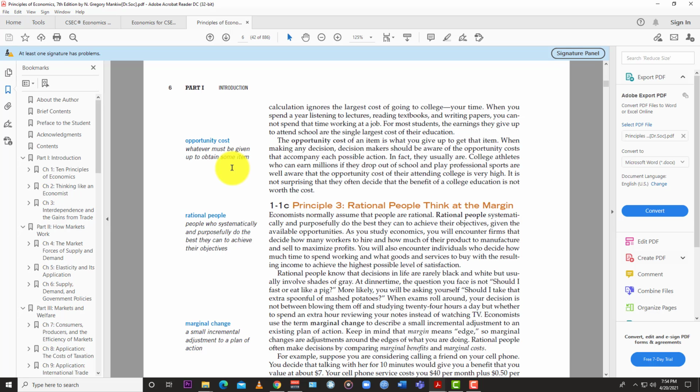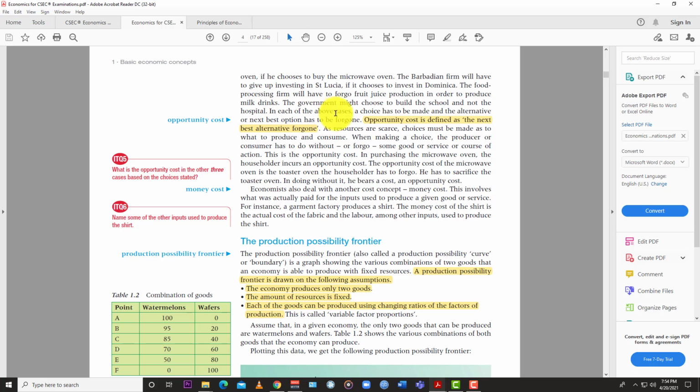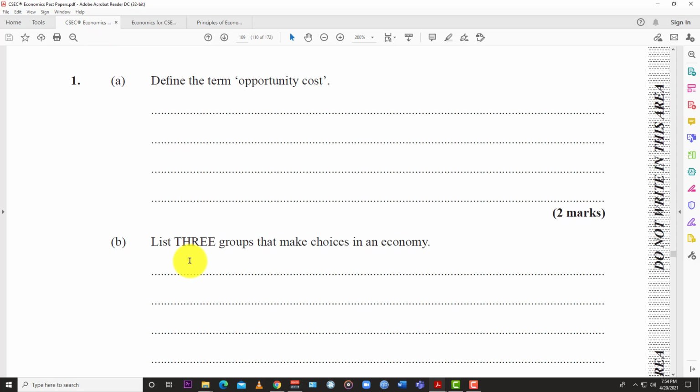Let's say you have 2 choices: the restaurant or the movies. If you go to the restaurant, you give up the movies. If you go to the movies, you give up the restaurant. So the opportunity cost is whatever must be given up to obtain that item, or as the textbook has it, the next best alternative foregone. So that's the next best alternative that you gave up. That's opportunity cost, 2 easy marks just like that.